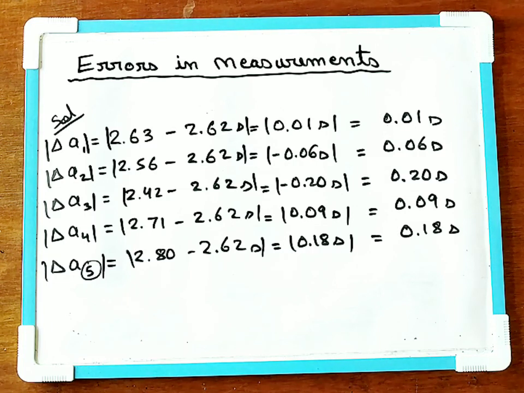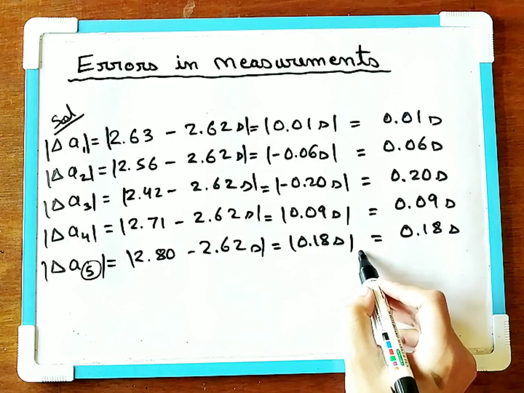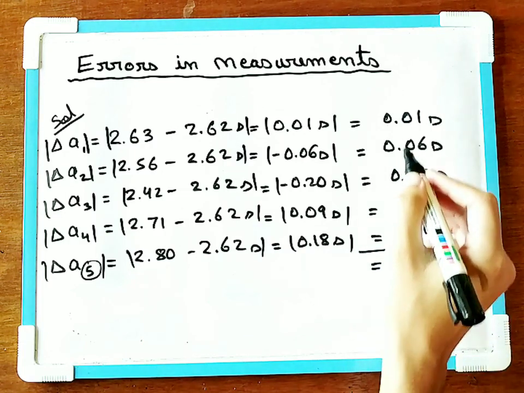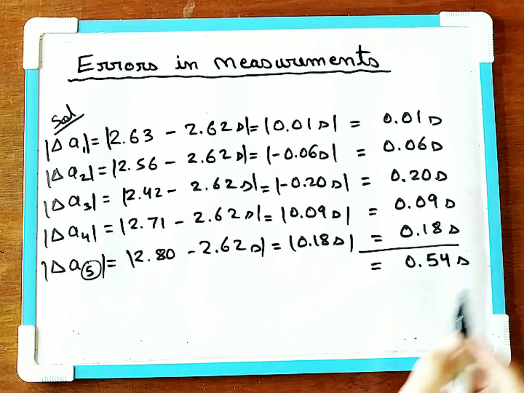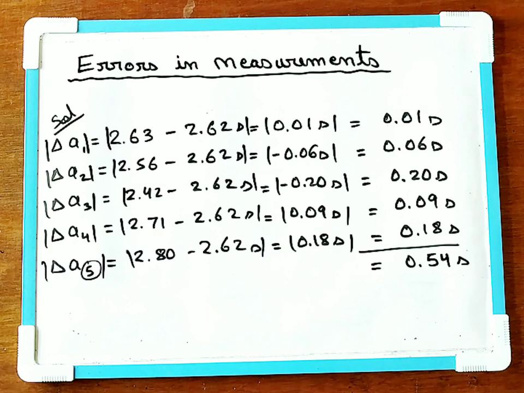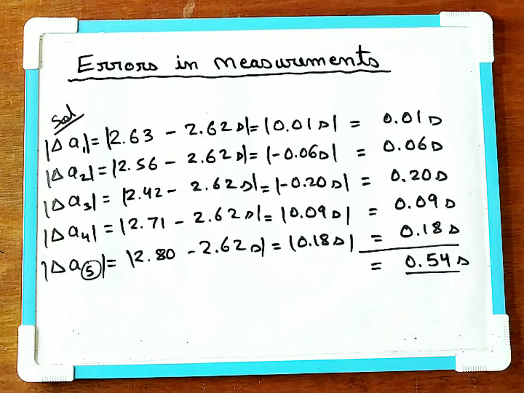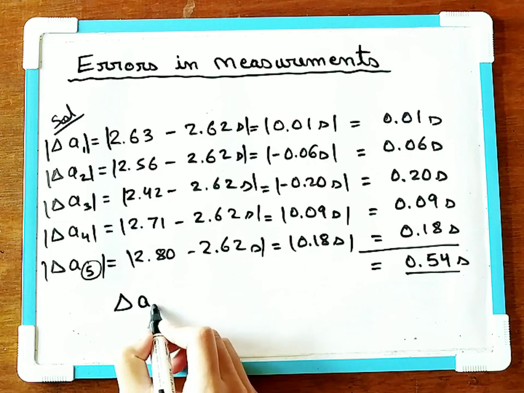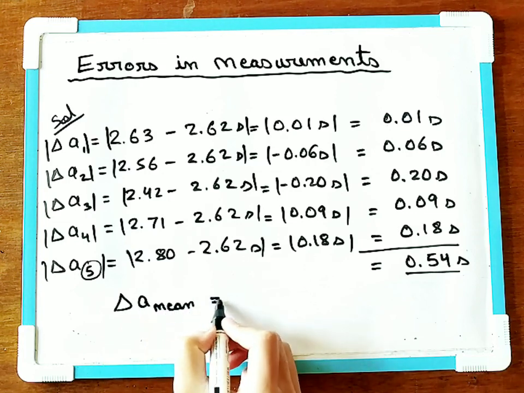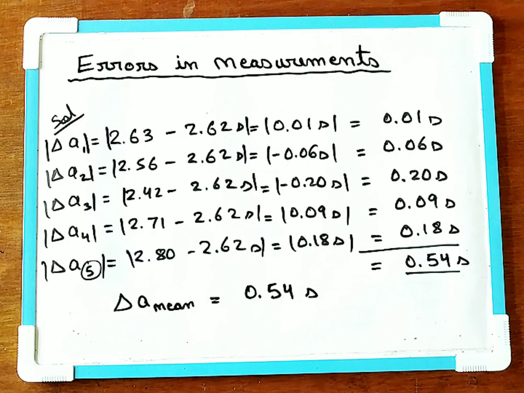And then the next step is to take the mean absolute error, that is, sum all these values. You add all the values, and what you'll get is 0.54 second. So this is the summation of all these, 0.54. Your mean absolute error, delta A mean, will be obtained from this 0.54 second. So we have found out the absolute errors in measurement.